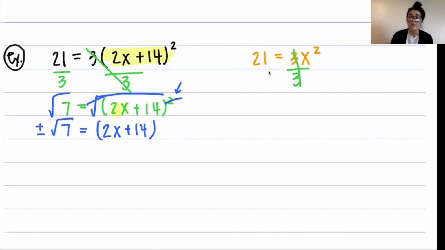All right, and now the last step is going to be to solve for x here. To get x by itself, which is right here, the first thing I'm going to do is subtract 14 from both sides.